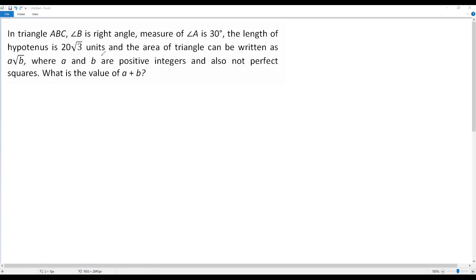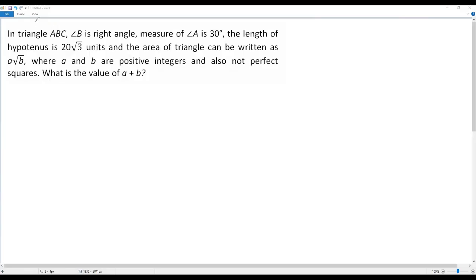In triangle ABC, angle B is a right angle, the measure of angle A is 30 degrees, the length of the hypotenuse is 20 times square root of 3 units, and the area of the triangle can be written as A times square root of B, where A and B are positive integers and also not perfect squares. What is the value of A plus B?